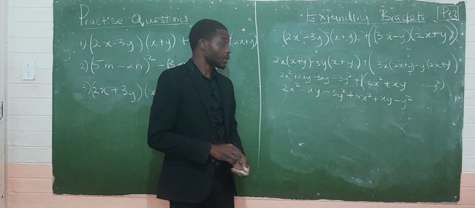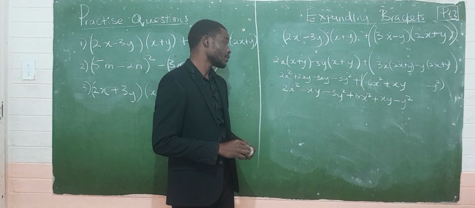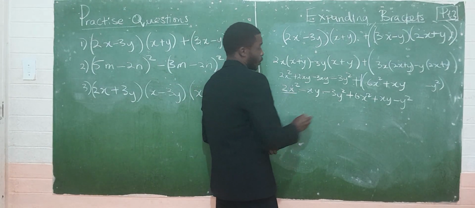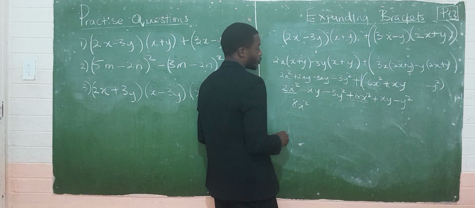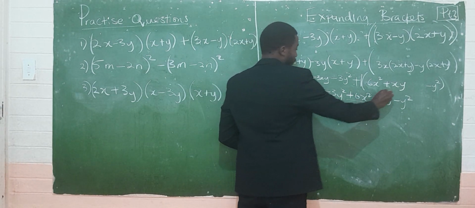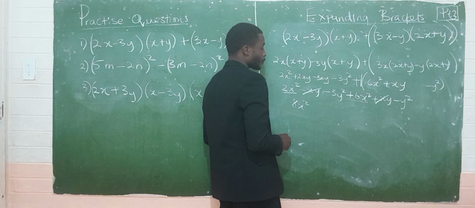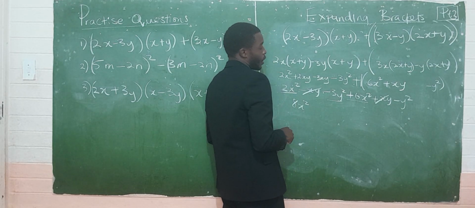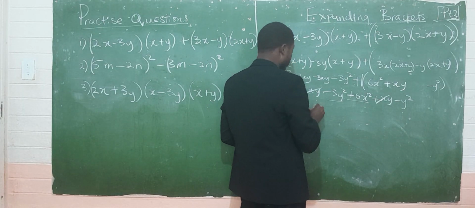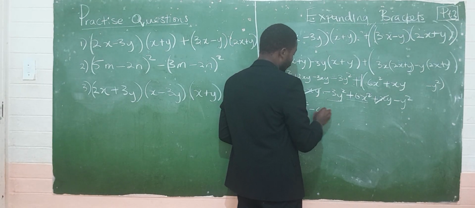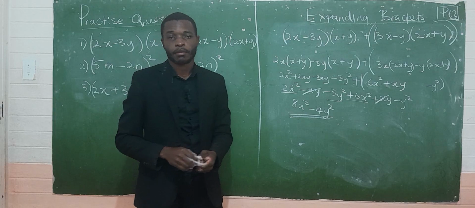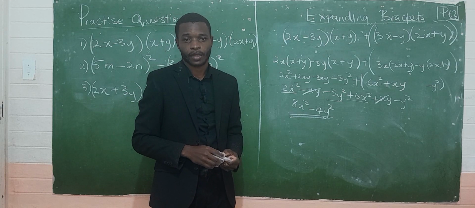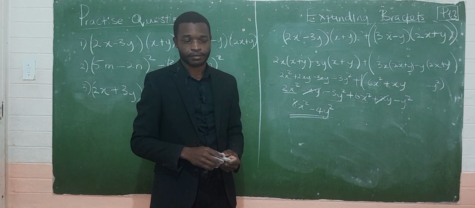And as you can understand, we can see like terms. 2x squared plus 6x squared gives me 8x squared. And minus xy plus xy gives me a 0. And minus 3y squared minus y squared gives me negative 4y squared. And this becomes our final answer. I hope you have been able to understand.